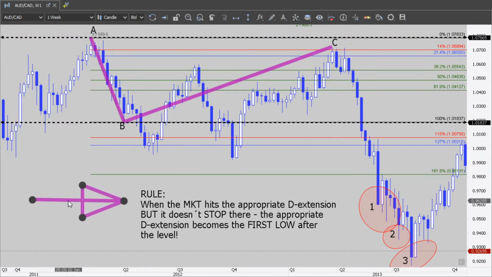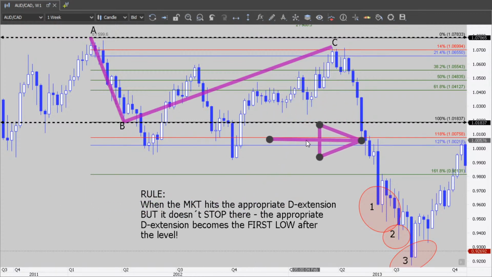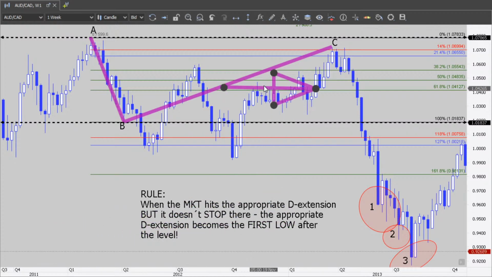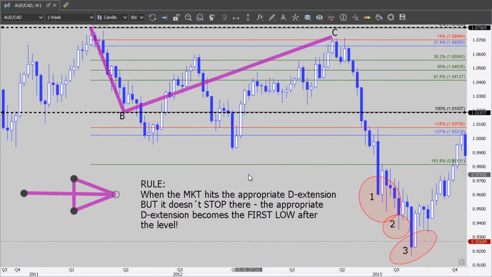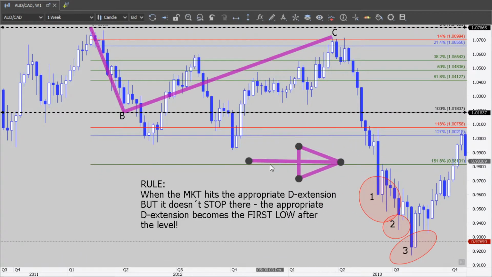But we have the rule here: when the market hits the appropriate extension, and it did, but it doesn't stop there. As you can see, the market didn't stop. The appropriate extension becomes the first low in a down Fibonacci after the level. So which one is the first low after the red, everybody? Number 1, 2 or 3?